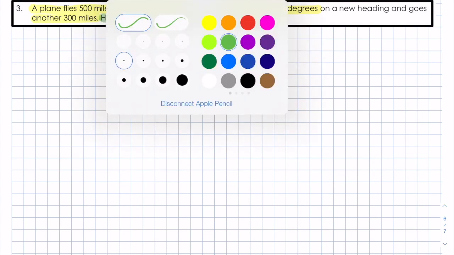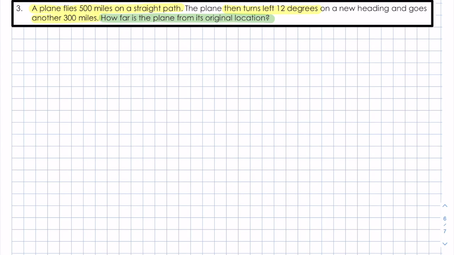Okay, so I always think it's a good idea to map this out. So here is the plane. I'm really bad at drawing. Okay, so first it says goes on a straight path, so straight path for 500 miles. 500 miles. Okay, check.